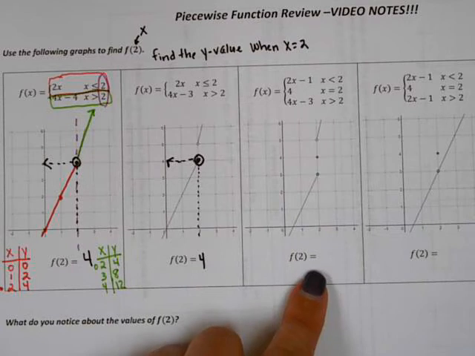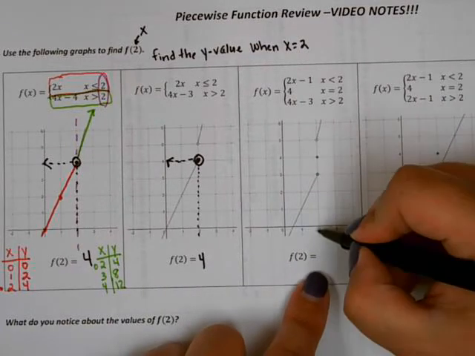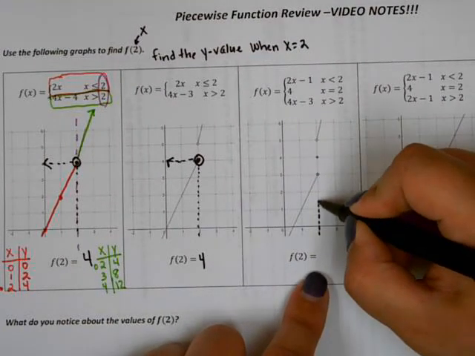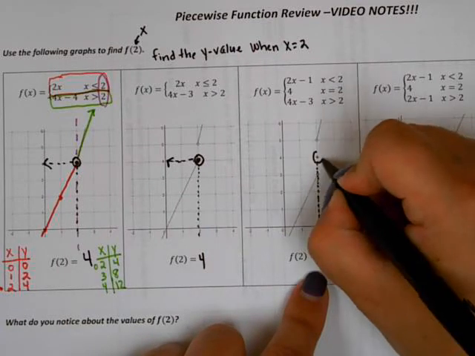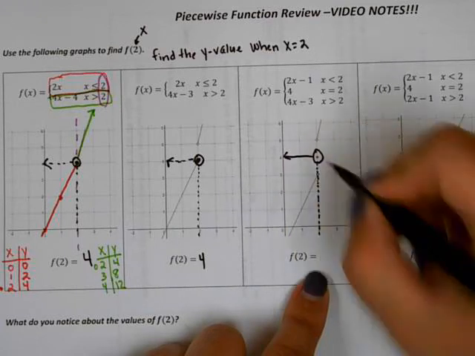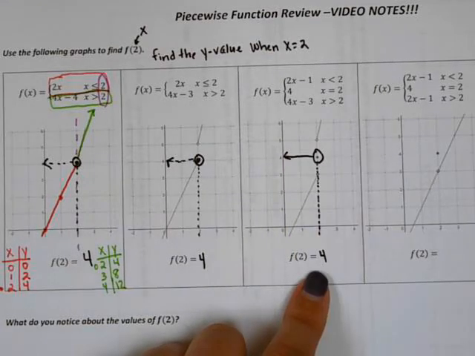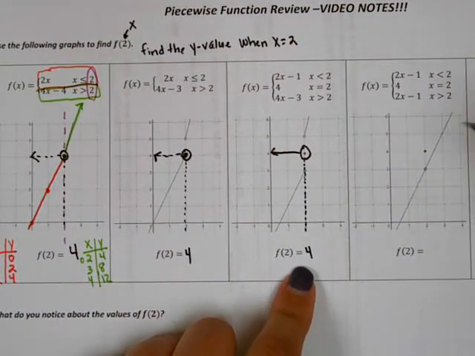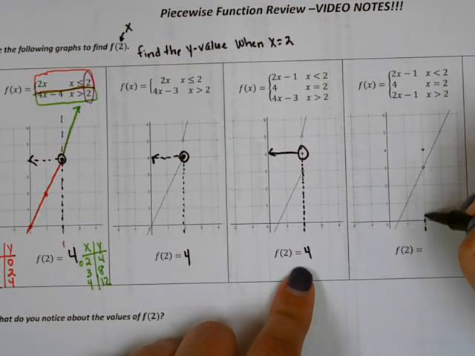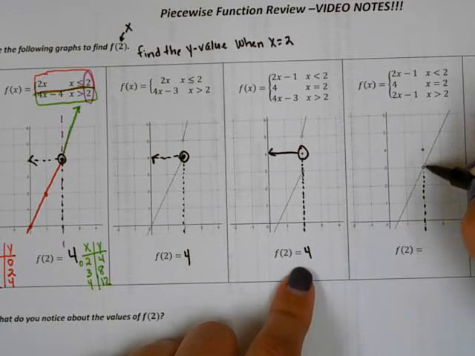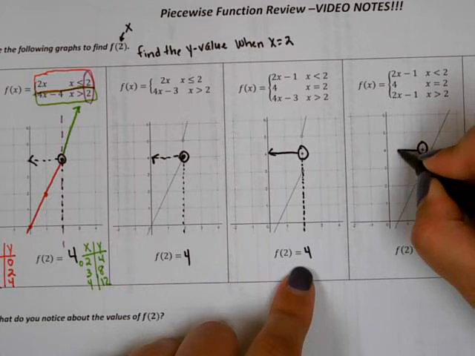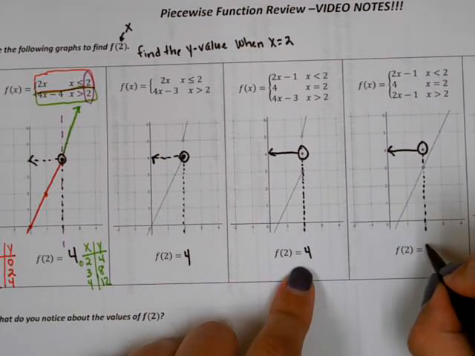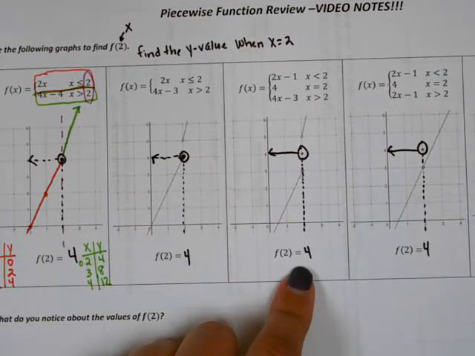All right, on our next one here, here's x equals 2. There's an open circle here, but I need to keep going until I get to that closed one. So that's also 4. We've got this one here. Here's x equals 2. And this looks like it could be a complete line, but then there's this hole here. And we have to keep going until we get to the actual closed circle where the function value is. And there's 4. And then I'm going to slide my paper over.